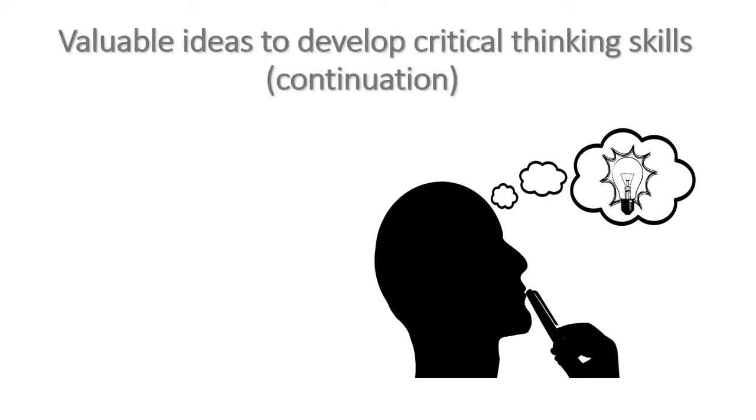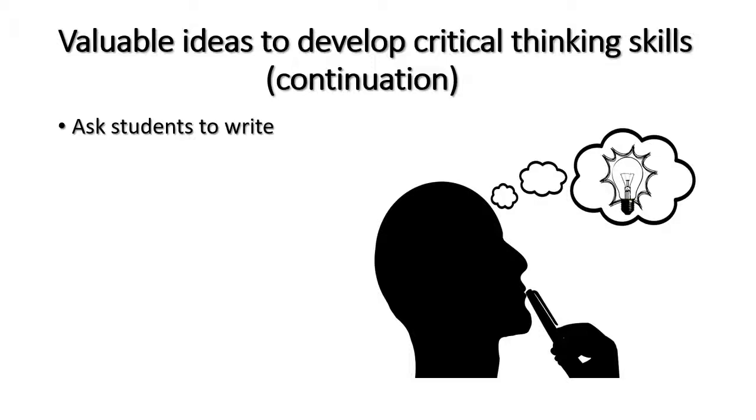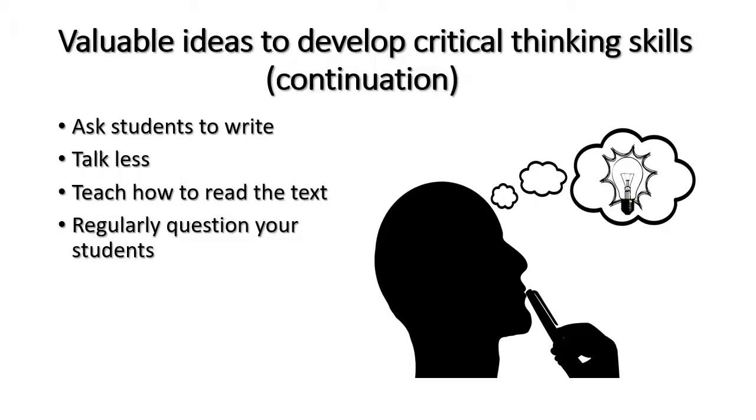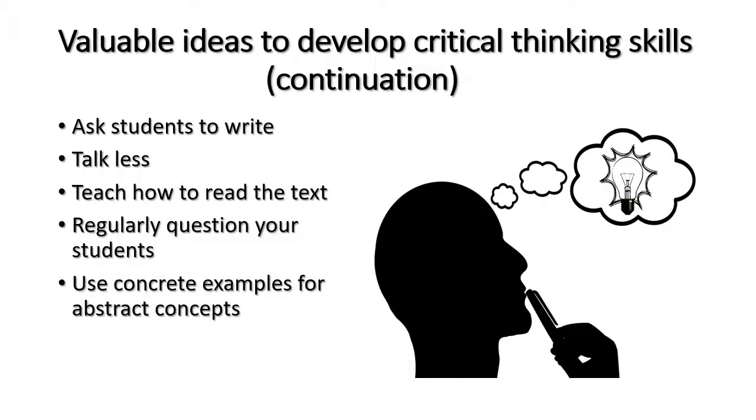Some other valuable ideas are: ask students to write in class frequently, talk less so your students can think more, focus on teaching students how to read the text and not just to read the text. Regularly question your students using the Socratic way, and use as frequently as you can concrete examples to illustrate concepts that are abstract.